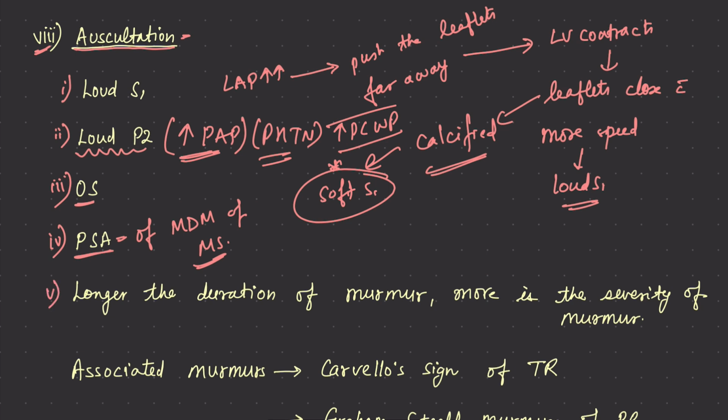Then there is a correlation between the duration of the murmur and the severity of MS. The longer the duration of the murmur, the more severe the MS. That is a must-know, must-remember point.